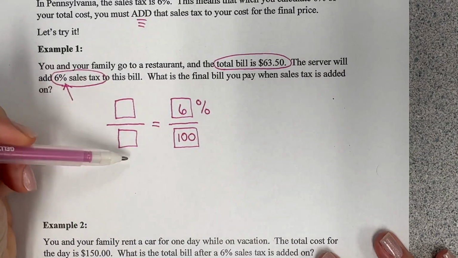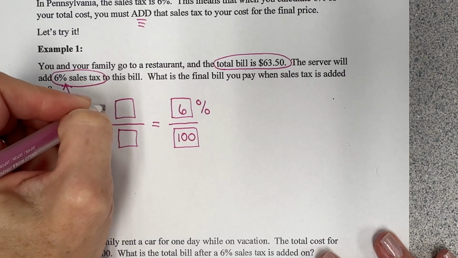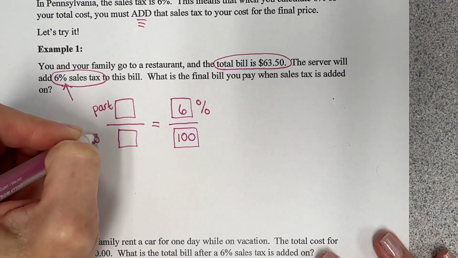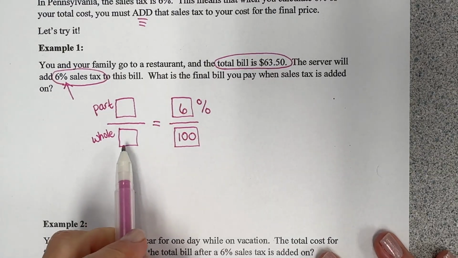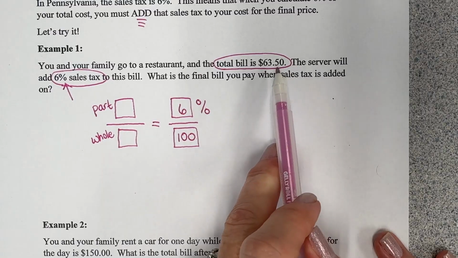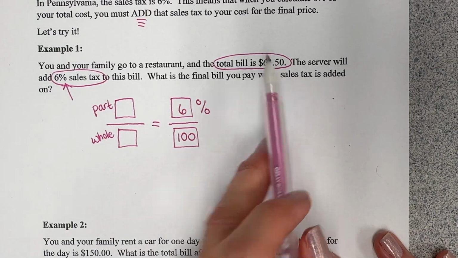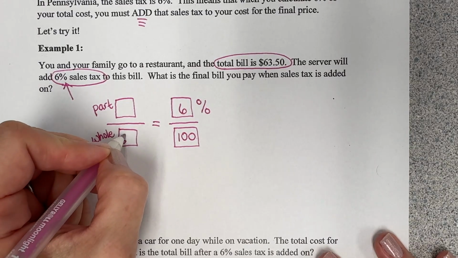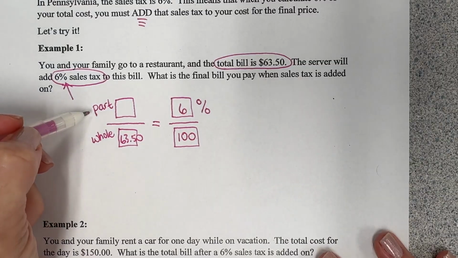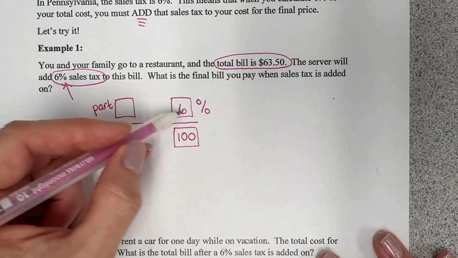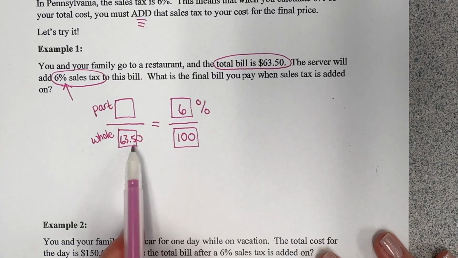Now, this side is the money. And I like to call the numerator the part and the denominator the whole. So when I go to put the whole number here, that's going to be the cost of the item before tax is added. So $63.50 was the original price at the restaurant. That's going to be our whole. And now the part, this is the 6%. See how they line up side to side? So like 100% of our bill was $63.50 side to side.